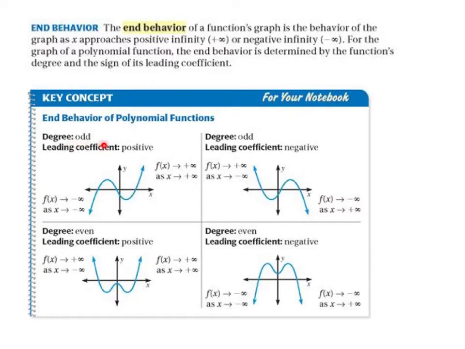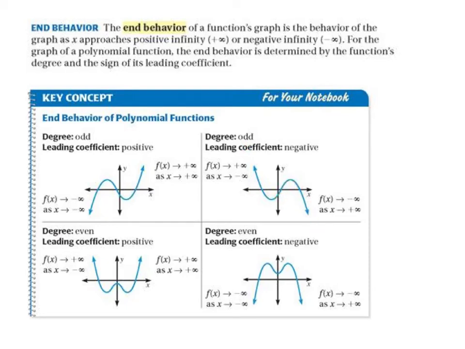when the degree is odd and the lead coefficient is positive, every time, as x goes to negative, follow me there. What's y doing? Going to negative. As x goes to positive, y goes to positive. Now, if it's odd and the lead coefficient is negative, it switches. When x goes negative, y goes to positive. When x goes to positive, y goes to negative.